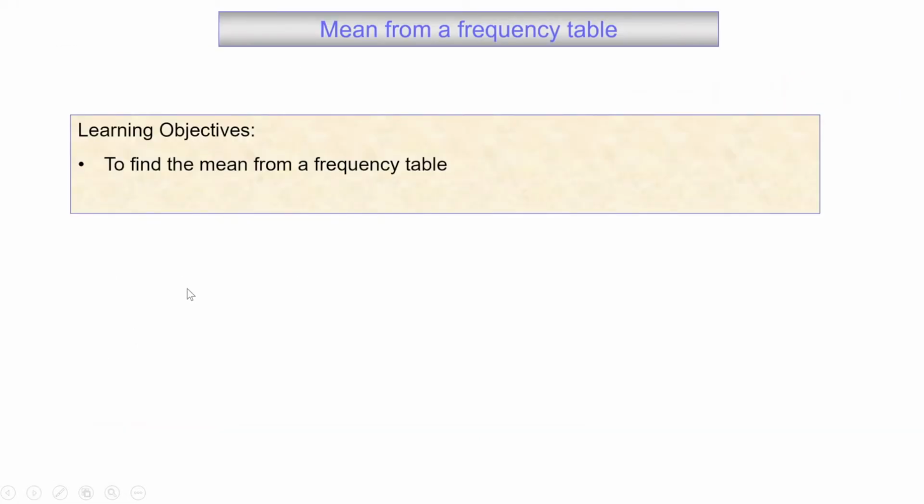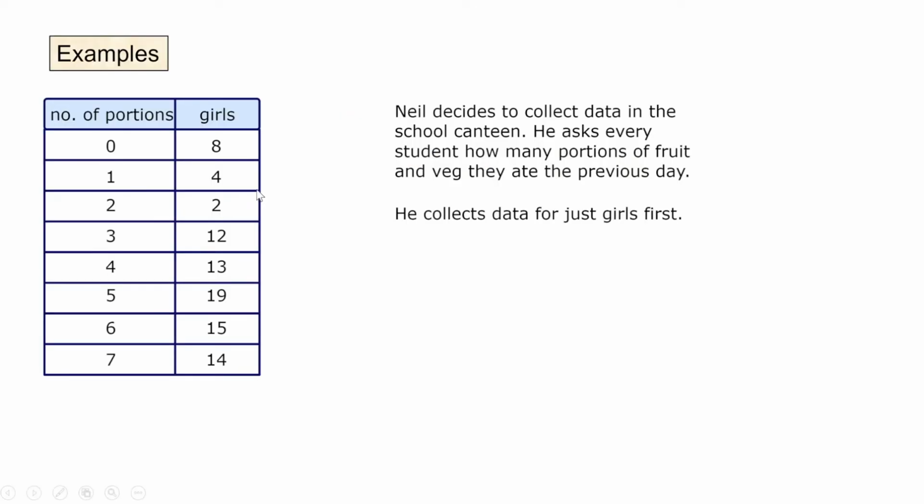Today, in this lesson, the learning objective is to find the mean from a frequency table. Here we have an example. Neil decides to collect data in the school canteen. He asks every student how many portions of fruit and veg they ate the previous day. He collects data for just girls first. You can see here, 8 girls had no fruit and veg, 4 girls had 1 portion, 2 girls had 2 portions of fruit and veg, 12 girls had 3 portions, etc.